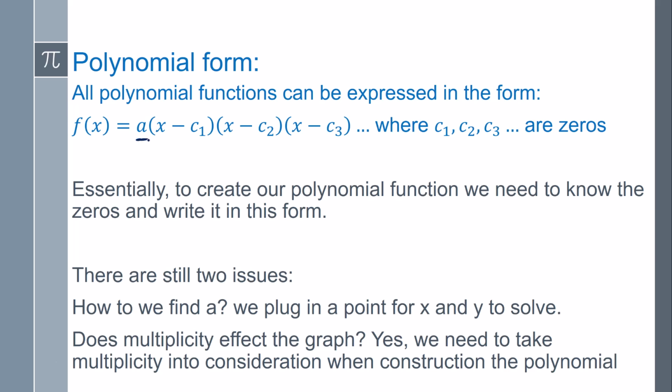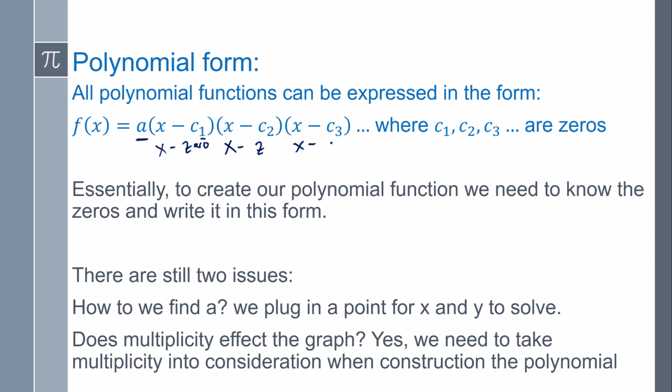Some leading term or leading coefficient a times, and then we can write it as x minus my 0. So this is x minus my 0, and it's my first one. That's why I use this 1. This is x minus my second 0. This is x minus my third 0, etc., etc. It's basically, if we know what the zeros are, we can work backwards to be able to create our polynomial.